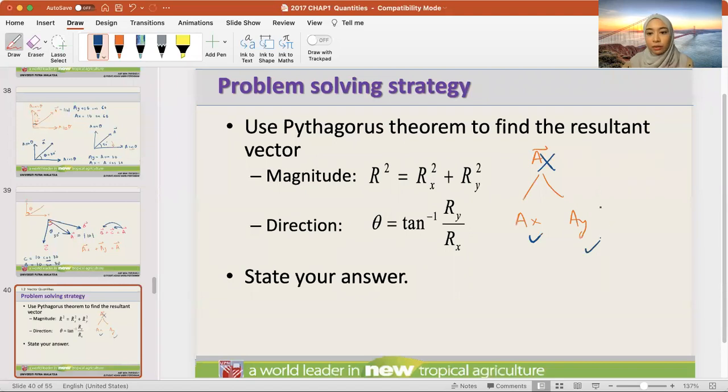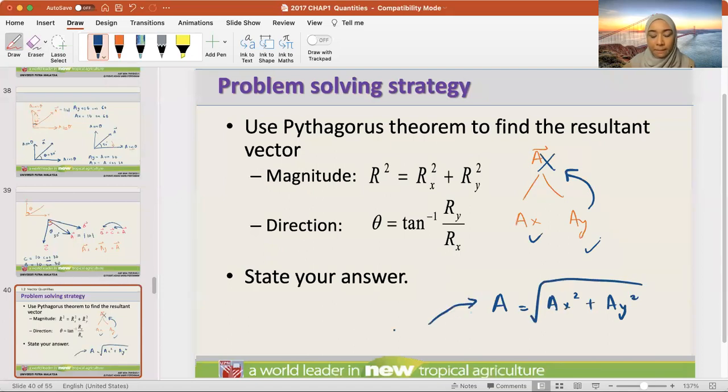So I can find out what A is by using this equation. A is the square root of AX squared plus AY squared. This will give you the magnitude. Basically it's Pythagoras theorem lah. And then your angle is the inverse tangent of AY over AX.